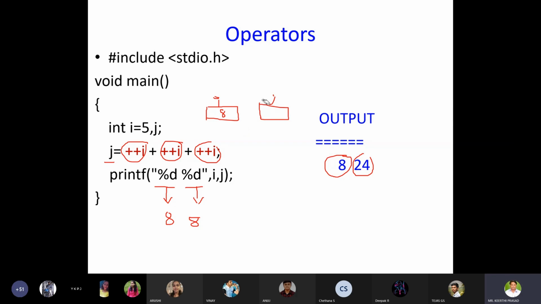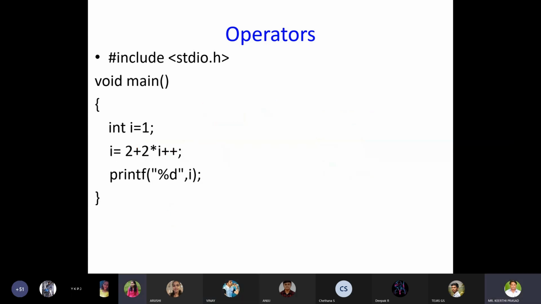We know that according to precedence of operators, pre-increment and post-increment have higher precedence than the normal addition, plus and minus. Hence, pre-incrementation takes place first. After all the pre-incrementation, the I value will be substituted in this place. In all the three places, I value will be substituted with 8. Hence, 8 plus 8 plus 8, 24. Am I clear? Understood? Yes, sir.